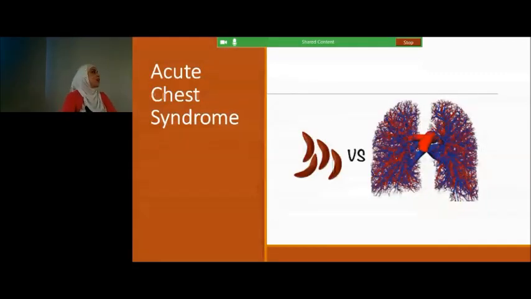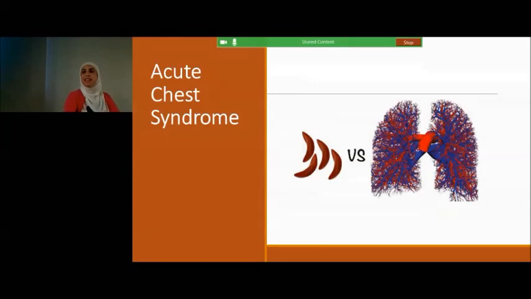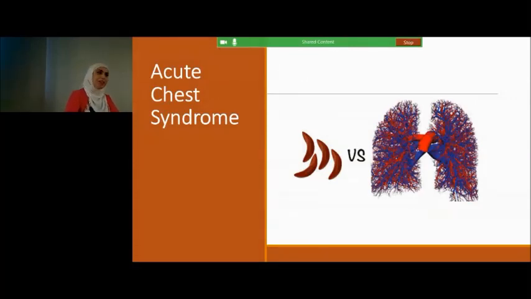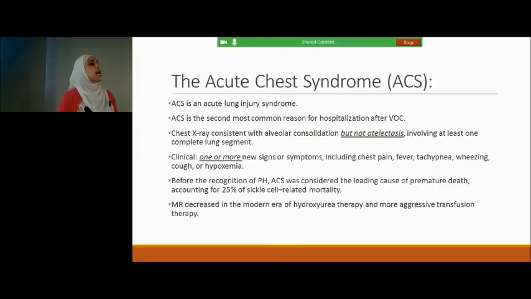So let's start with the most serious pulmonary complication of sickle cell disease, which is acute chest syndrome. And I'm sure most of you have probably seen that in your training at this point. So what is acute chest syndrome? It is one of the very common acute lung injuries in sickle cell disease. So in order to diagnose it, you have to have a clinical situation and a radiological evidence of this acute injury. So the clinical situation usually is actually non-specific.